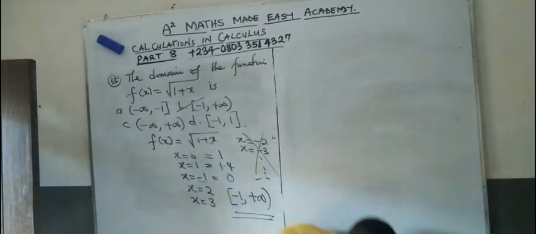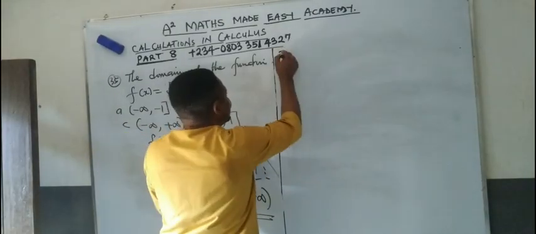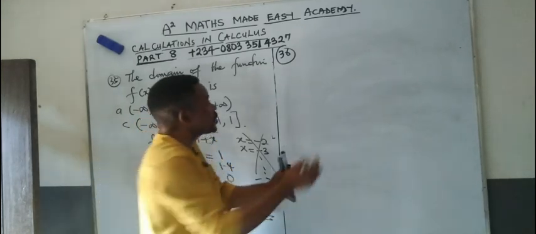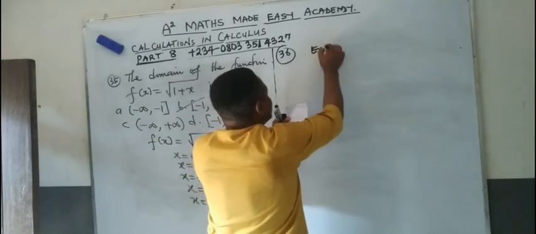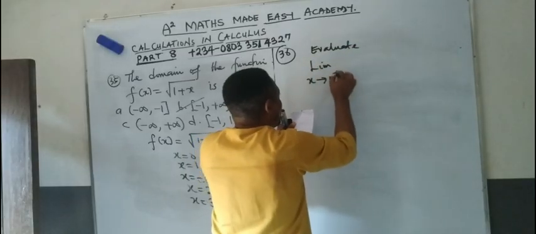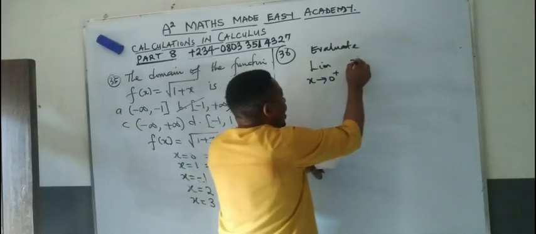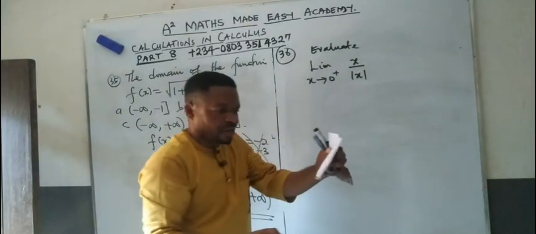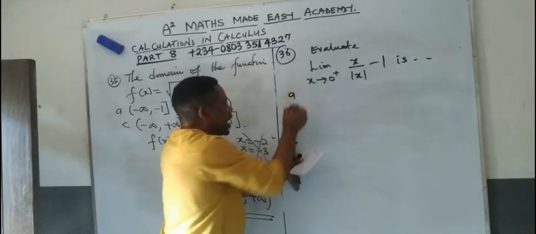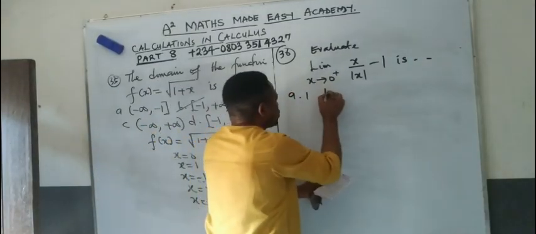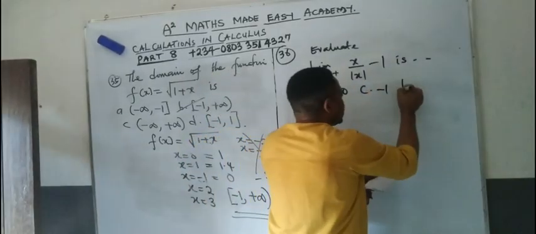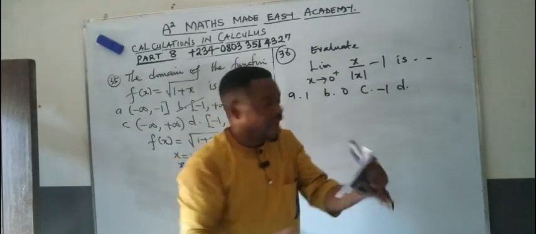So that will now lead me to question number 36. Now what is question number 36? I want you to watch. The question says that we should evaluate the limit as x approaches 0 plus of x all over the absolute value of x, minus 1. Option A says 1. Option B says 0. Option C says minus 1. Then option D says 5.